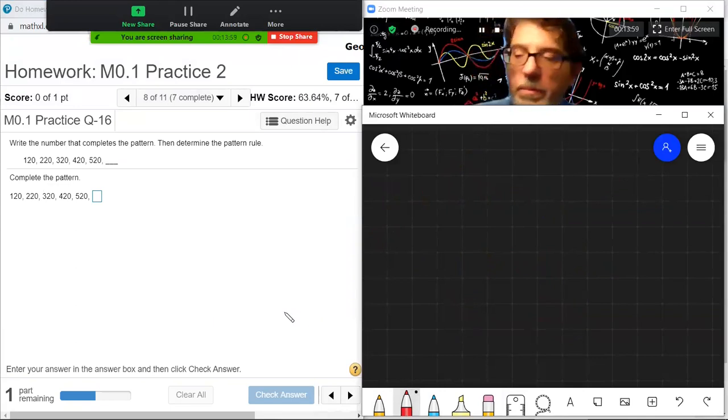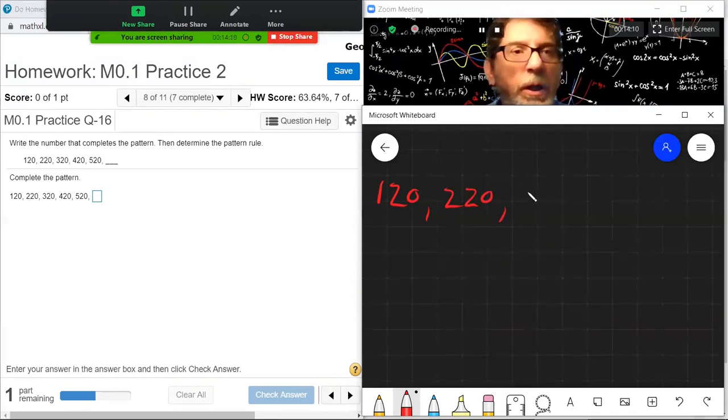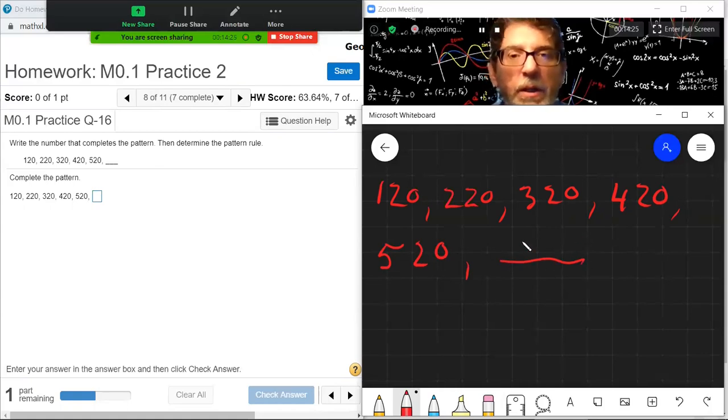Okay, for this problem, bigger numbers, but same technique. 120, 220, 320, 420, 520, blank. Now, one thing you can notice here, and when you say these numbers, it's more apparent. They all end in 20, right? 20, 20, 20, 20, 20.